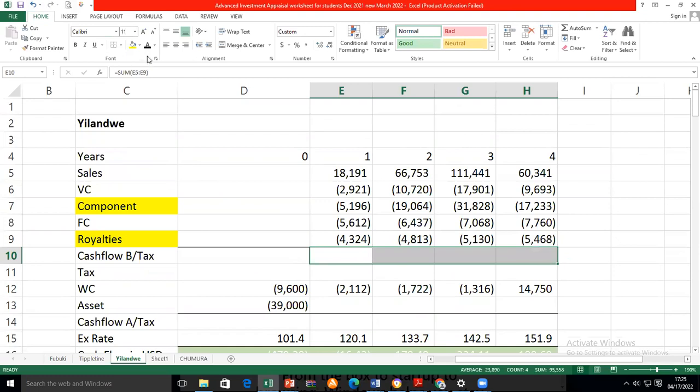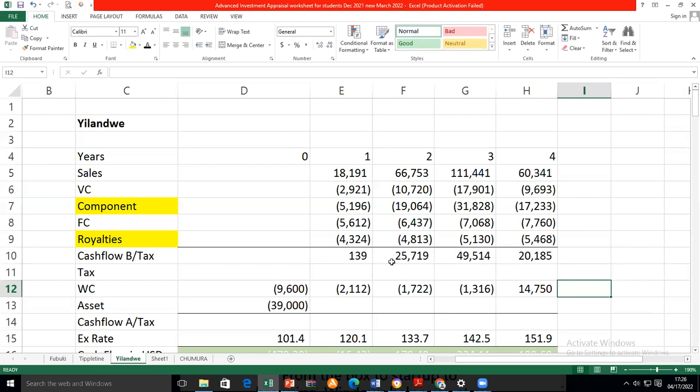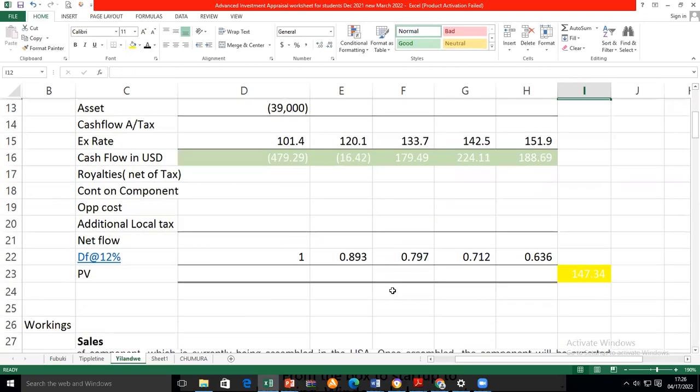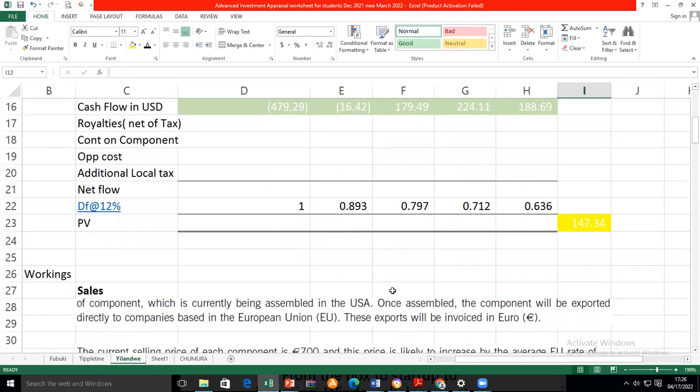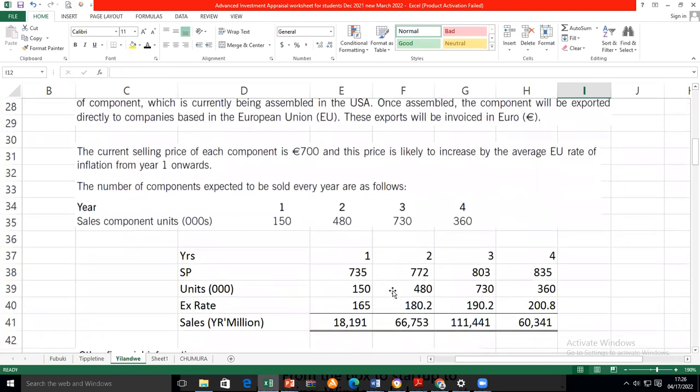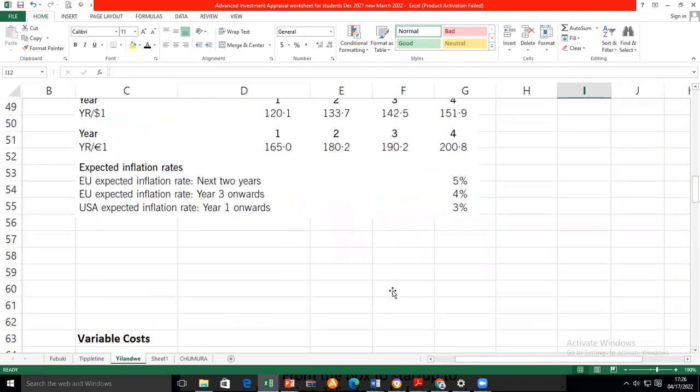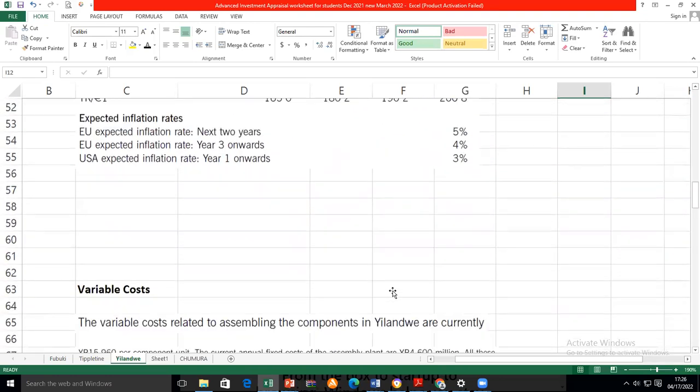You're done, people. You have cash flow before tax. Can you imagine you're done? Cash flow before tax. Okay, that is all right.